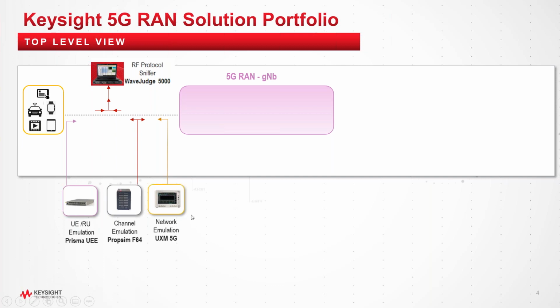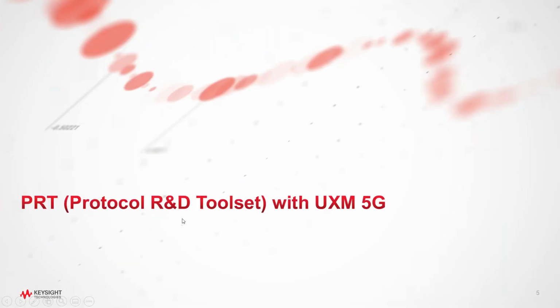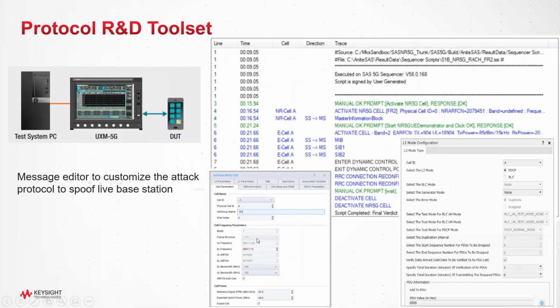And with UXM 5G, we're going to be using a tool. It normally works with a piece of software called TestApp. TestApp controls the UXM 5G. We have another tool called PRT, which can also control the UXM 5G. PRT is called Protocol R&D Toolset, and that works with the UXM 5G. So it works in this way.